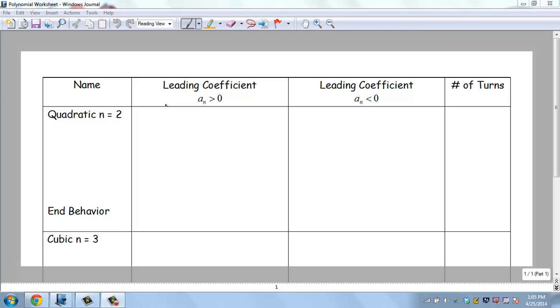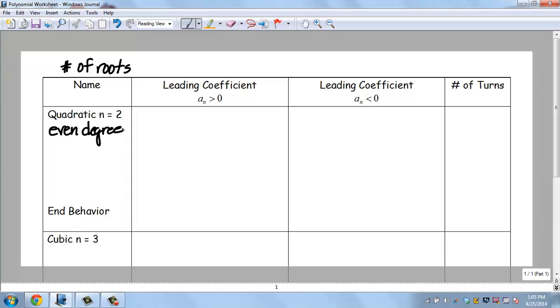If I look at any polynomial, the highest power tells you the number of roots in the polynomial, where it crosses the x-axis, or zeros if you will. If the power is even, I know it's an even degree. If it's an even degree, I know my tails are in the same direction.